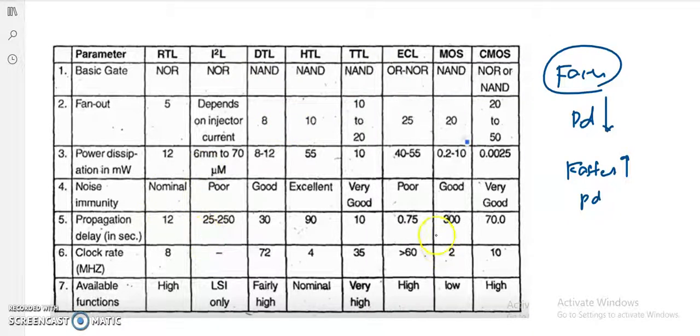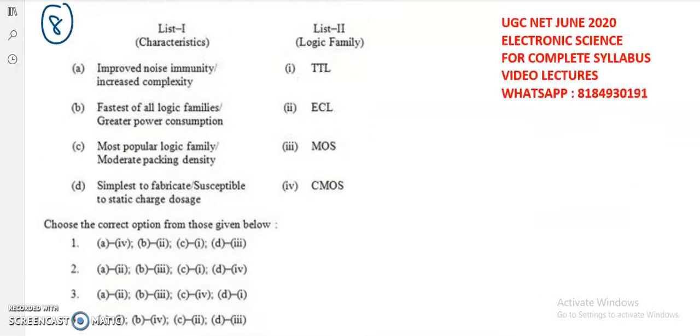Coming to the propagation delay, the least propagation delay belongs to the ECL, that is 0.75. That means it is the fastest. And if any one logic family is the fastest, then it consumes the greatest power. So B matches up with 2, right? Here only one option has B matching with 2. That means improved noise immunity or else increased complexity.